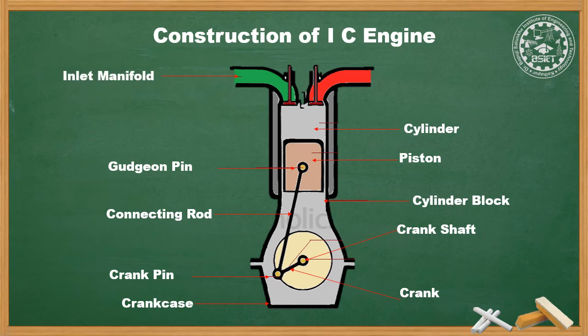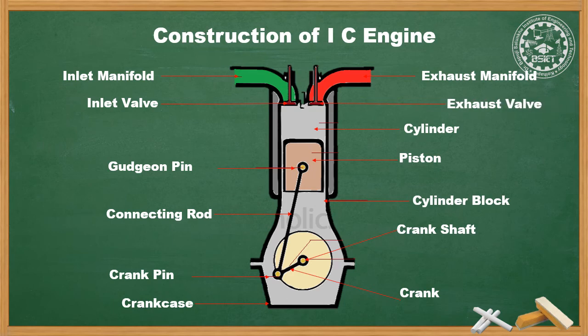Next is the inlet manifold. The inlet manifold is the manifold from which the air-fuel mixture enters. The inlet valve is the valve which is responsible for allowing the air-fuel mixture to enter into the engine. Next is the exhaust manifold. The exhaust manifold is the one from which the flue gases will be moved with the help of the exhaust valve. As the exhaust valve opens, the exhaust gases or burnt gases move out from the exhaust manifold.